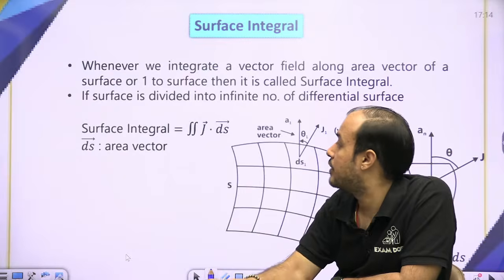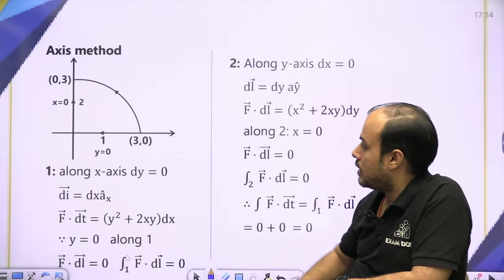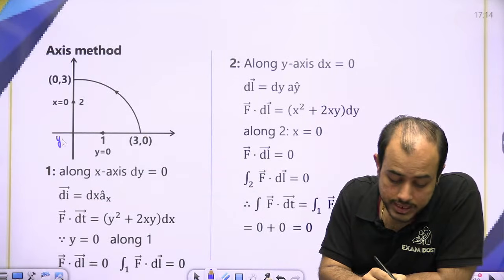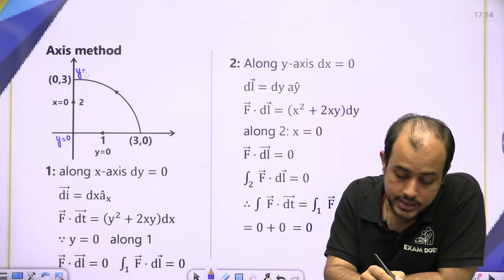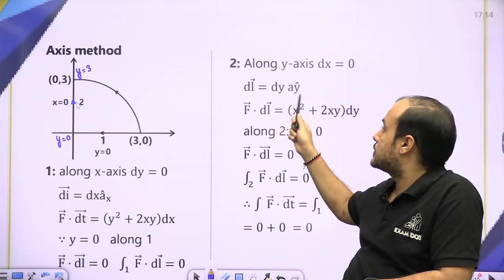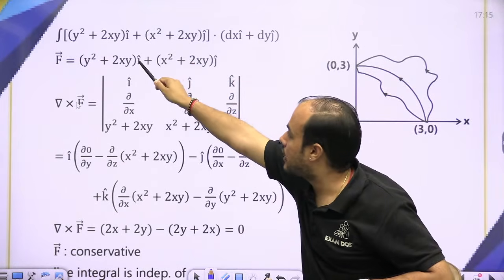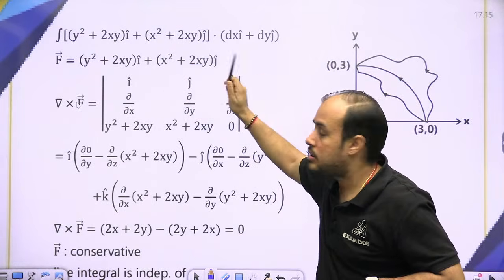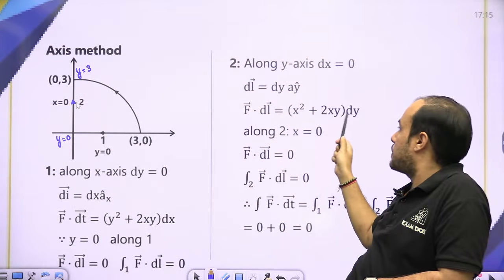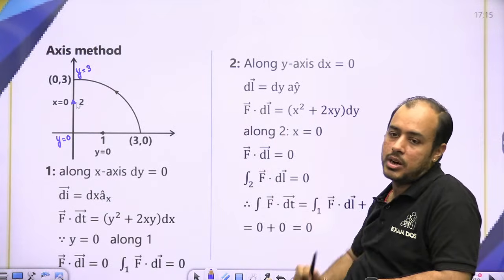Which one are you asking about? Along the y-axis. This one? Look, when I am going along the y-axis, y is 0 here, y is 3 here, and the x coordinate remains 0. So our dl is only dy j. Now come here, remove this dx i, take only dy j. So first i cap into j cap is 0. j cap into j cap, you will get x square plus 2xy dy. Now x is 0. So this is 0, this is 0. So it will come out as 0.